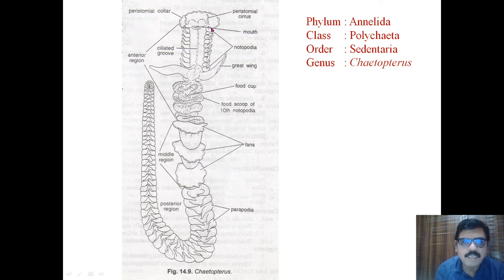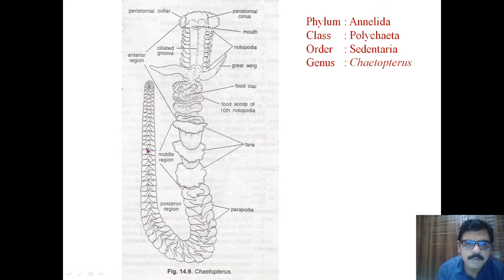If you observe the body of Chaetopterus, you can observe the peristomium and the prostomium. This is a peristomial collar. After that you can observe these great wings, then the food scoop of the 10th notopodia. Then the middle region has the fans, and all the other portions are occupied by the parapodia.